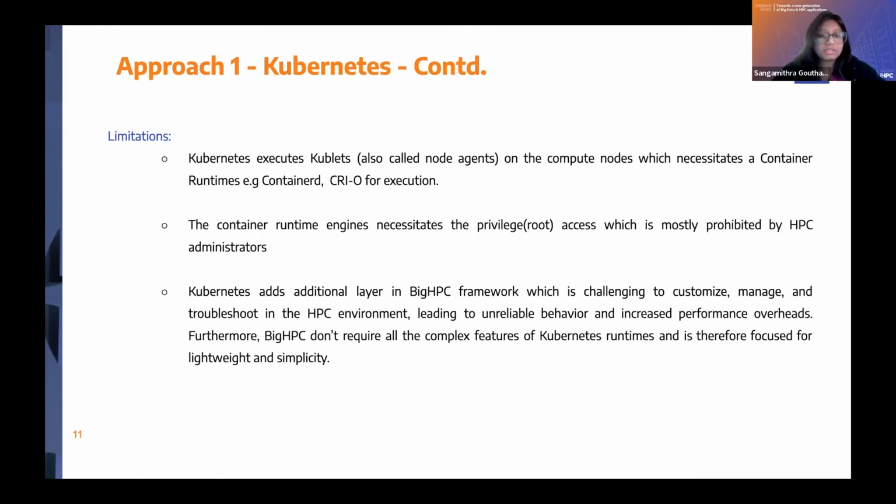The third point is that Kubernetes also adds an additional layer in the BigHPC framework, and this is difficult to customize, manage, and troubleshoot within the constraints of the HPC environment, which can lead to unreliable behavior sometimes and increased performance overheads. Also, BigHPC doesn't require all of the complex features that Kubernetes offers. We only needed a subset of that functionality, and to implement it, it would be easier to go ahead with a different approach.